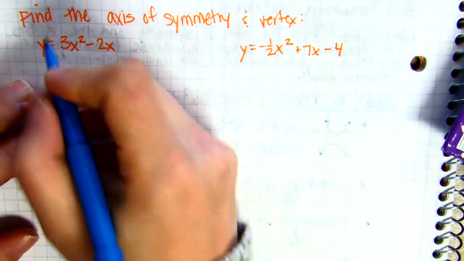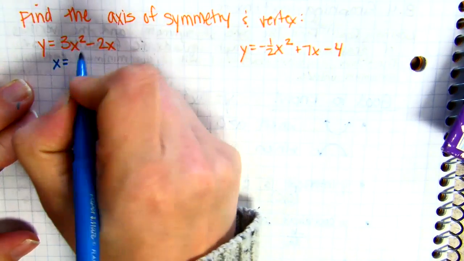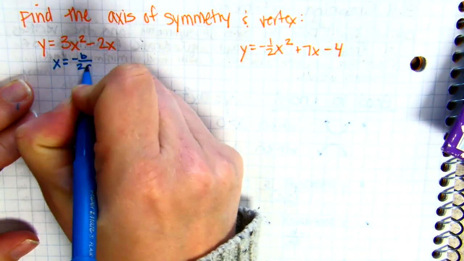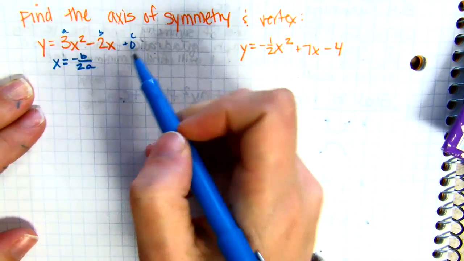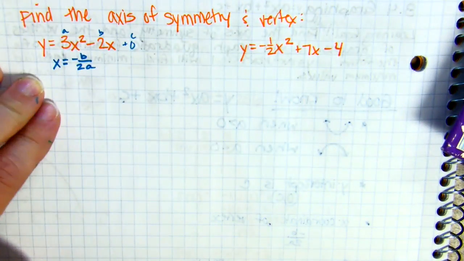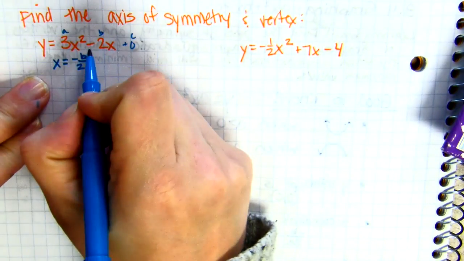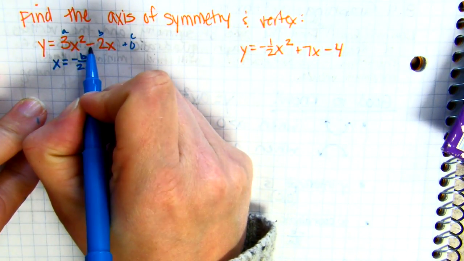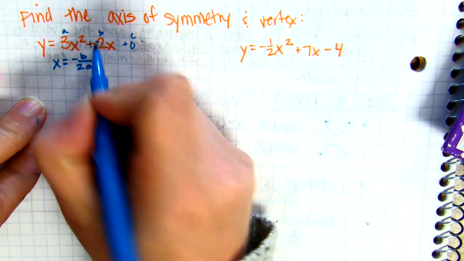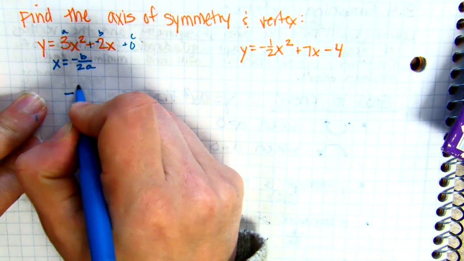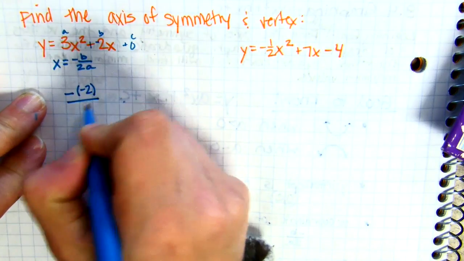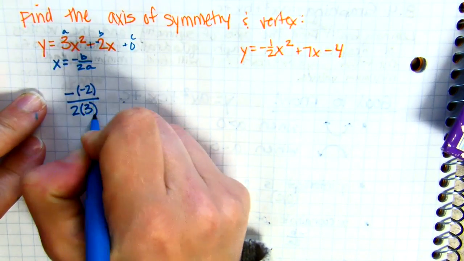Remember, we're going to use x equals negative b over 2a. That's a, that's b. In this case, c is 0, but we don't need that anyway. So we're going to look at this. We're subtracting 2. Another way to think about that is adding a negative 2. So in this case, b is negative. So negative 2 over 2 times 3.